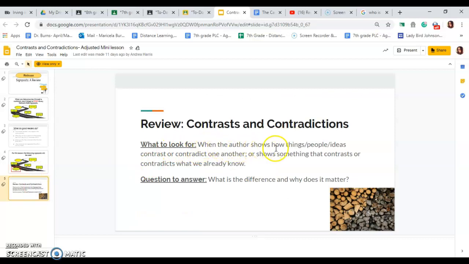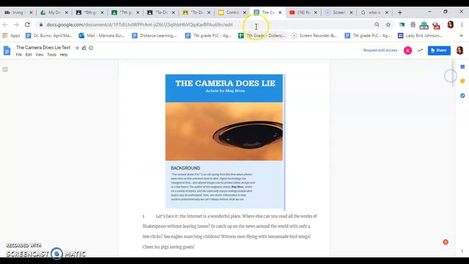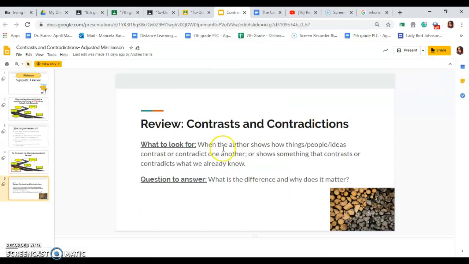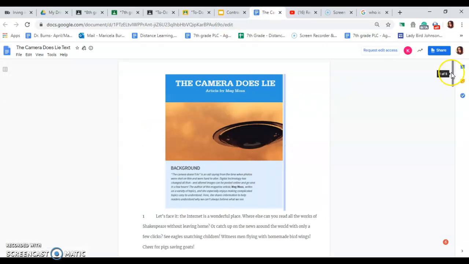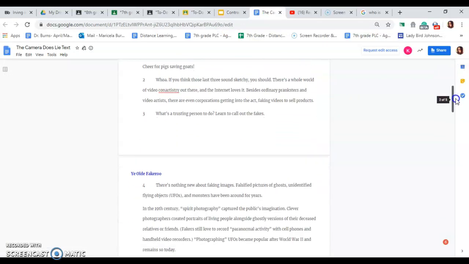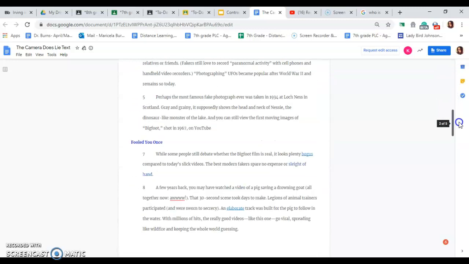When the author shows how things, people, ideas contrast or contradict one another, or shows something that contrasts or contradicts what we already know. If you're trying to find out the contrasts and contradictions in this reading, you would really have to stop in your tracks and ask yourself, what is the difference and why does it matter? That will help you identify, which is what you're doing here, those contrasts and contradictions in the reading.